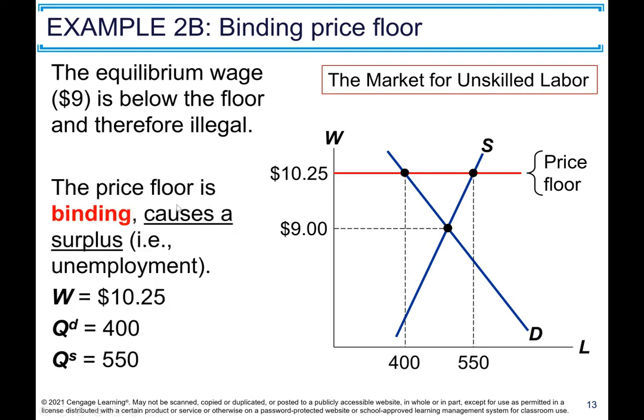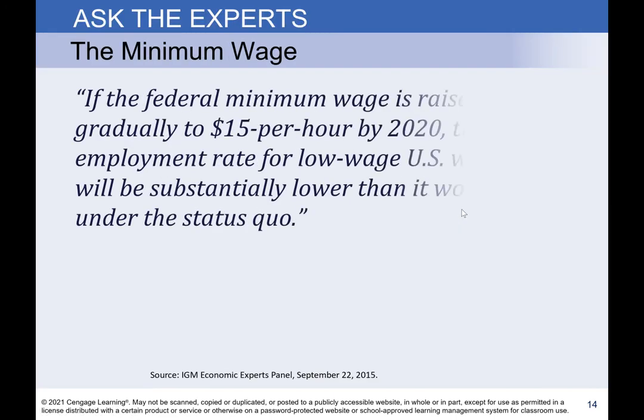So the price floor is binding and it causes a surplus to emerge in the market. And in the labor market, that surplus is unemployed people. So here, in this example, 550 people will be looking for a job, but only 400 will be hired, which means there will be a surplus of 150 people, and that is unemployment.